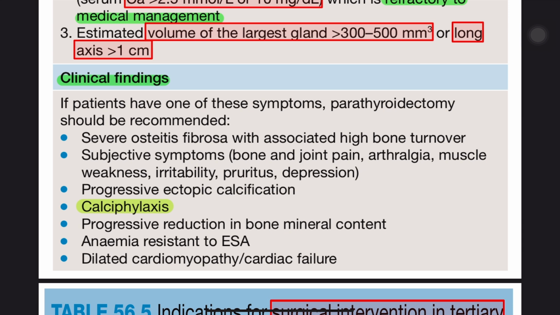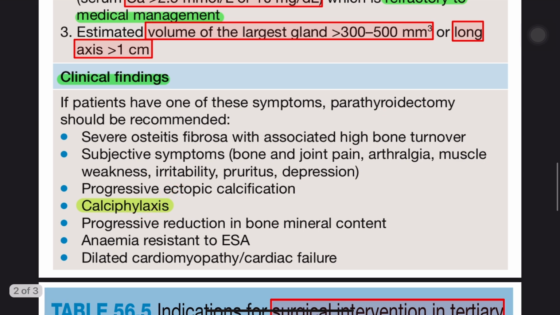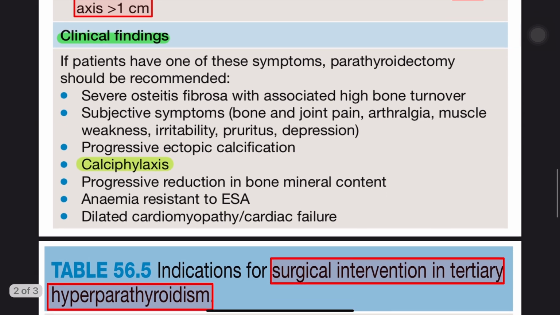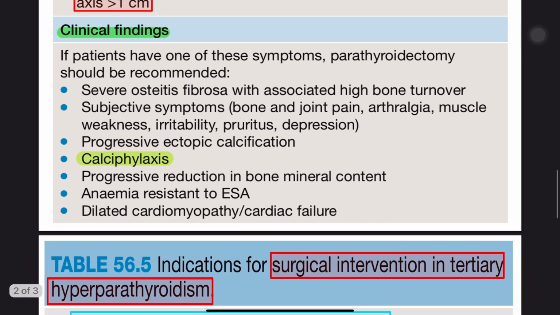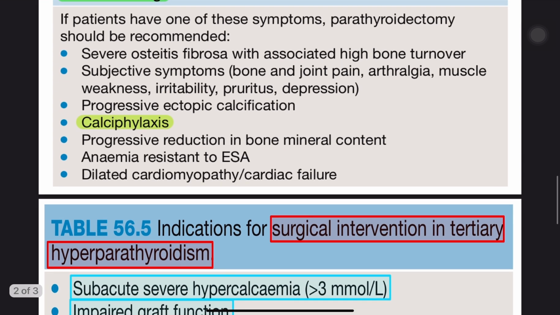Like severe osteitis fibrosa and subjective symptoms, progressive ectopic calcification, calciphylaxis, progressive reduction in bone mineral content, anemia resistant to ESA, and dilated cardiomyopathy or cardiac failure.